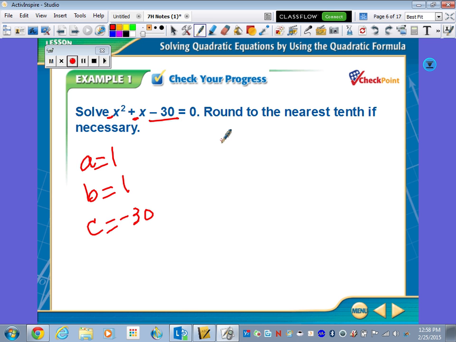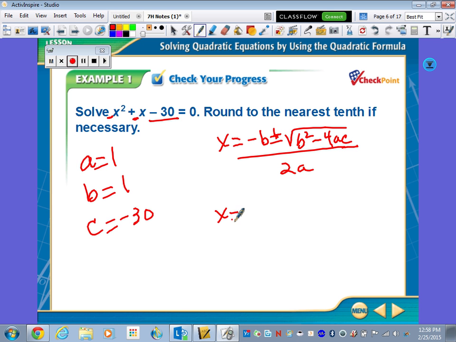So what you have is x equals negative b plus or minus the square root of b squared minus 4ac, the whole thing over 2a. Just a heads up, you need to memorize this. I'm not going to give it to you because this is one everybody should know. It's very commonly used.